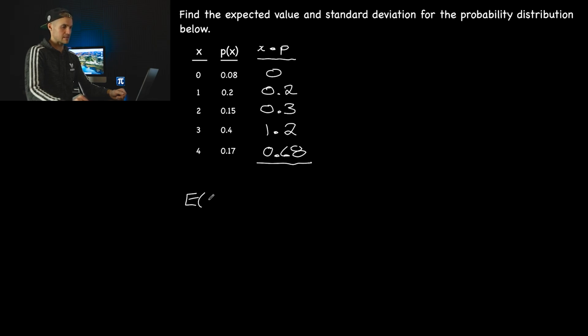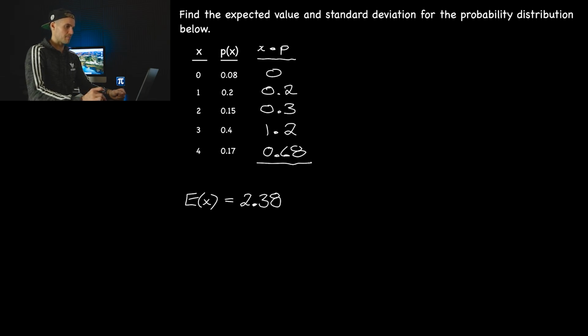So we could say E[x], the expected value of x, is the sum of all of these, and when you sum them up, you end up with 2.38. That's going to be the expected value right there.